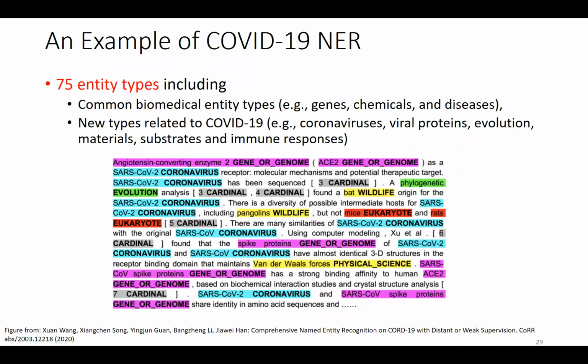Here is an example of the labeled results. The typing task has 72 entity types, including common biomedical types, as well as some COVID-19 specific types, such as coronavirus and immune responses. The results have been included in the UIUC knowledge graph.